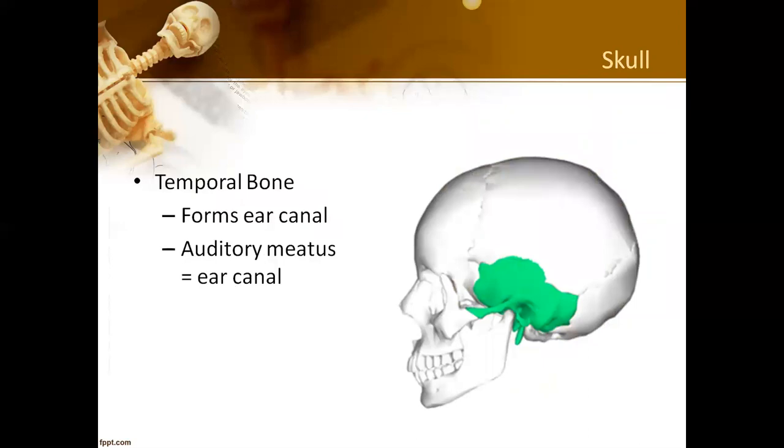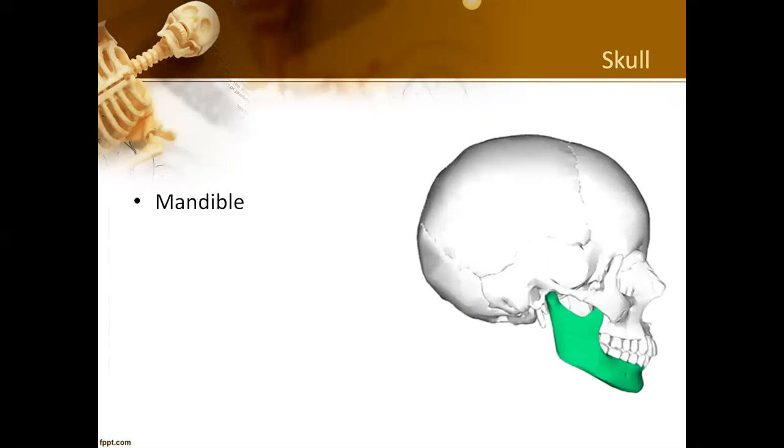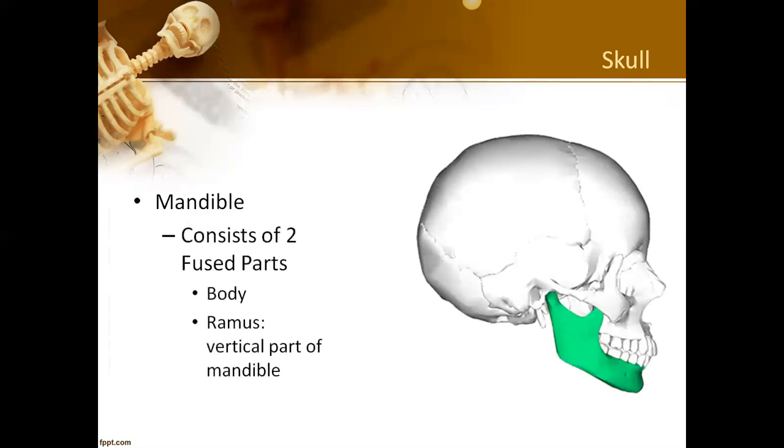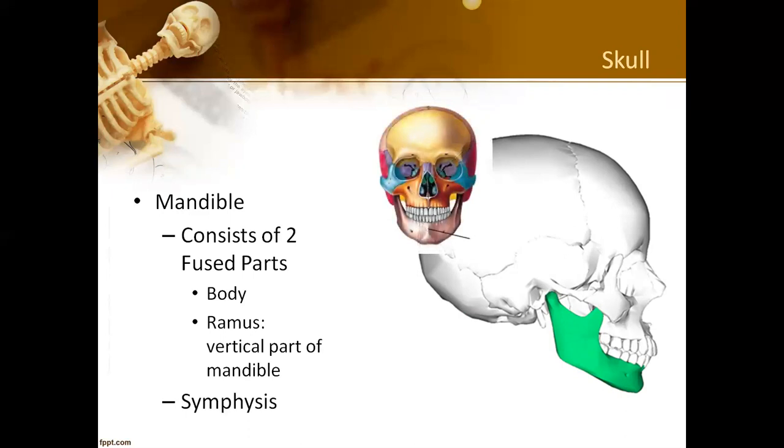Okay, the temporal bone is on the side. It forms part of the ear canal. We call the ear canal the auditory meatus. The mandible makes up your chin, your jawbone, basically. And it consists of two parts that are fused: the body of it, and the other part is called the ramus, that's the vertical part that moves up towards your skull. The area where it's fused is called the symphysis.